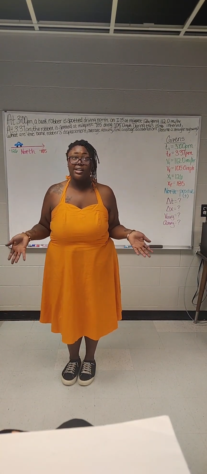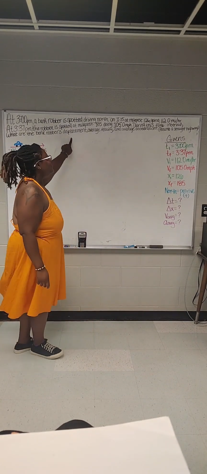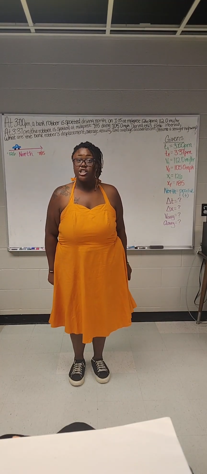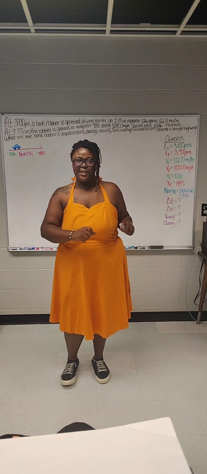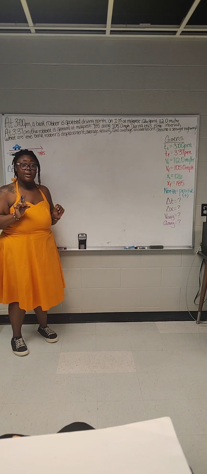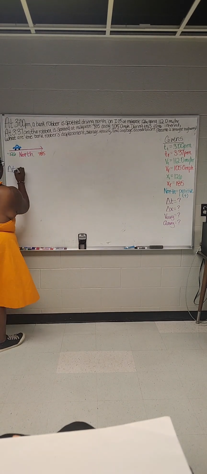Diamond, and today I'm going to be showing y'all how to solve a physics motion problem with displacement, velocity, and acceleration. Our first step is going to be to find our change in time, which is going to be represented by delta t. And we find delta t by taking our final time minus our initial time.